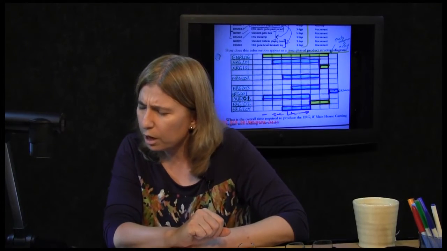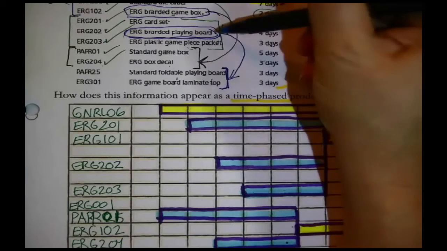The box is made from a standard item in which there is a printed specialized decal layered on top, and then apparently the game board, same thing. The finished game board is a standard game board with the printed laminate top on top of it. Okay, anyway, to finish this diagram we have to add those 2 other lead times, because they're both 3 days. So first off, you have to locate the parent.